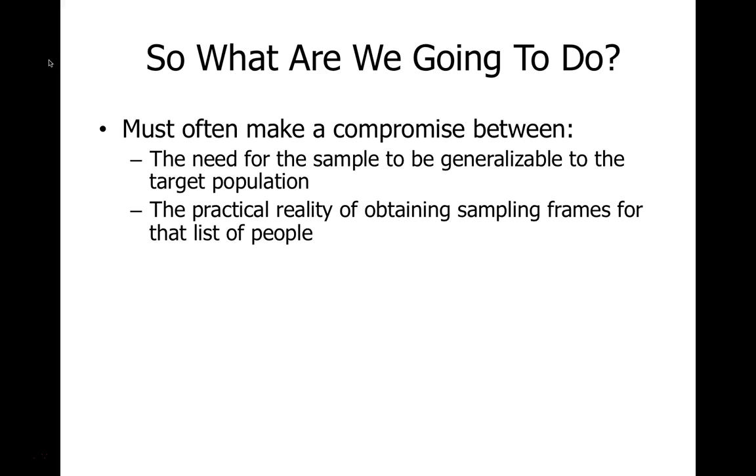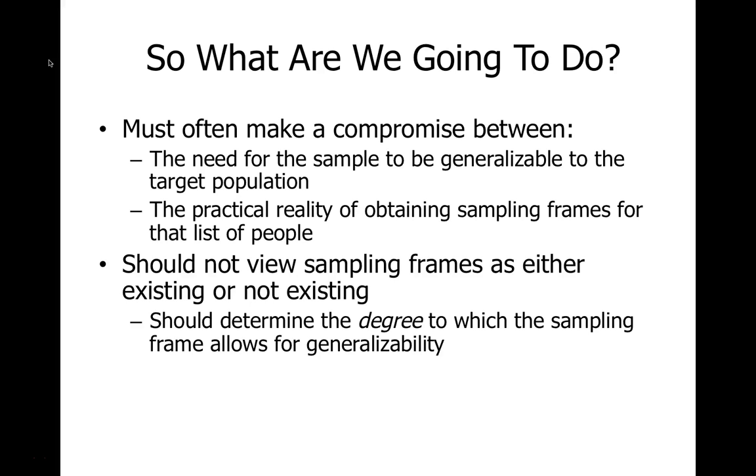So we're often compromising in our sampling decisions, specifically between the need for the sample to be generalizable to the target population and the practical reality of obtaining sampling frames for that list of people. And we shouldn't be viewing sampling frames as either existing or not existing, or generalizable or not generalizable, but these are often degrees of generalizability. So some sampling frames may be more generalizable than others.